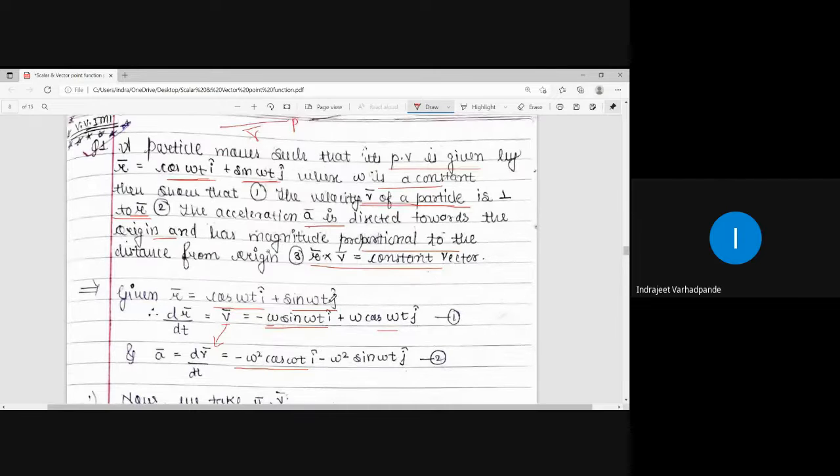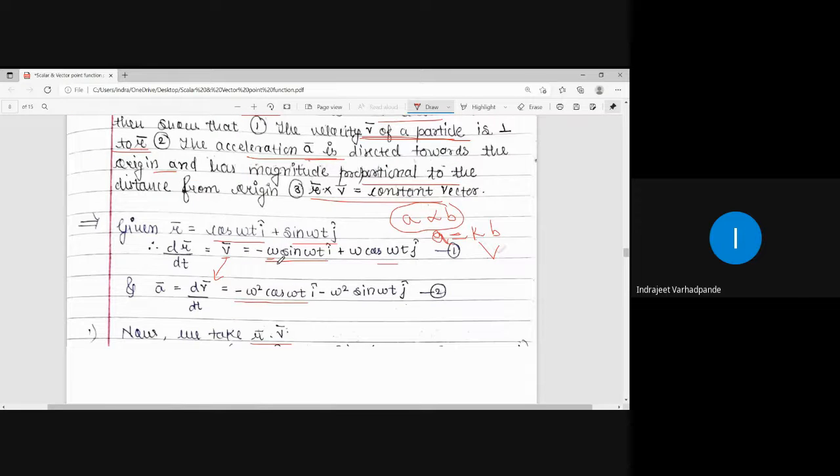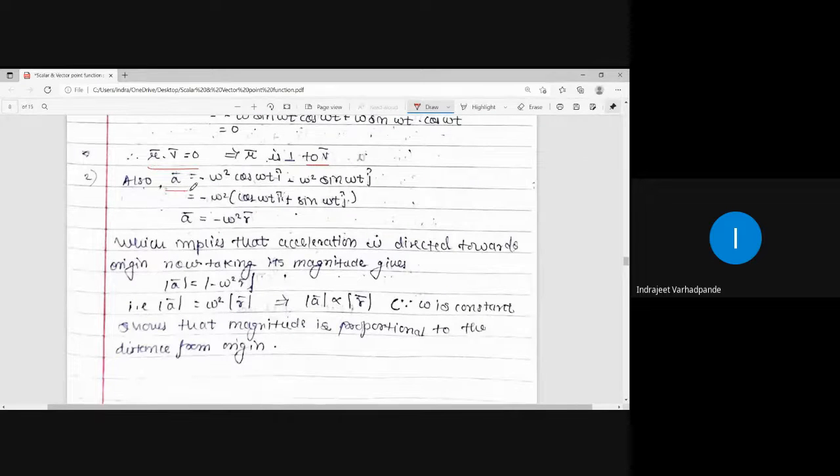Now I have to show the second one, that acceleration a bar is directed towards the origin. If it has the negative sign, I will say that the direction is opposite, and the magnitude is proportional to the distance from the origin. Whenever you say that a is proportional to b, or a is directly proportional to b, it is nothing but a is equal to some constant multiplied by b. So whenever I am able to express a quantity a as a constant multiplied by the other quantity, then I can say that quantity a is proportional to b, and that is what we will be trying to obtain here. Now consider the acceleration, that is a bar.